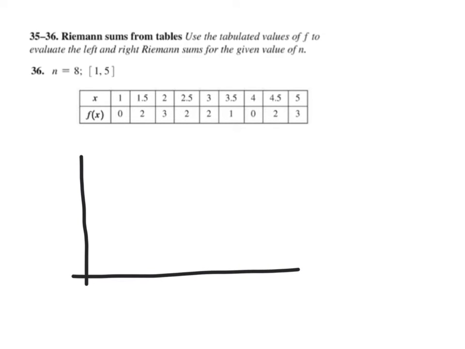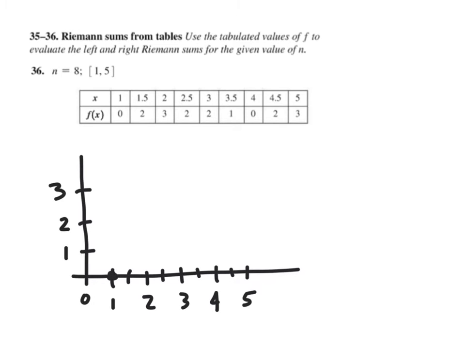So I'm going to go from 0. I'm going to do 1, 2, 3, 4, 5, and we have our values in between. We've got 1.5, 2.5, 3.5, and 4.5. And then our y values range from 0 on up to 3, so I'm going to do 1, 2, and then 3 here.